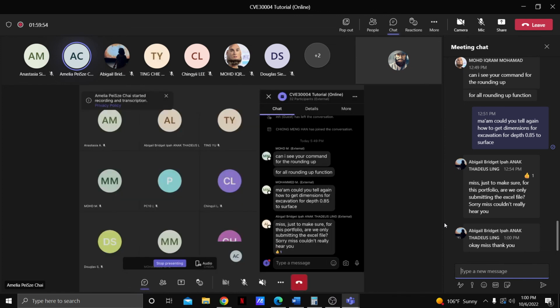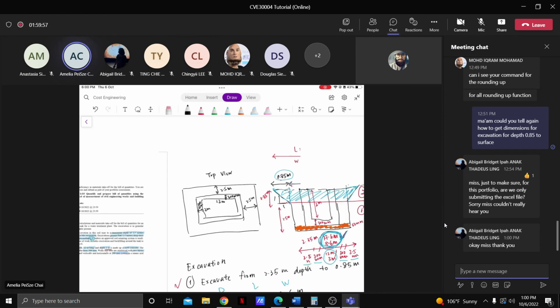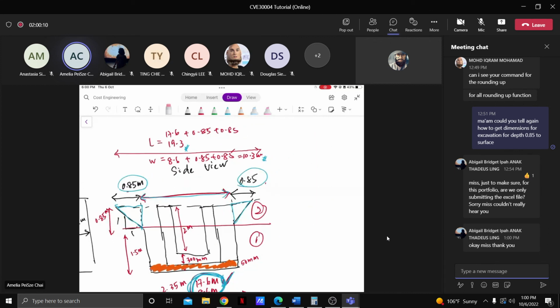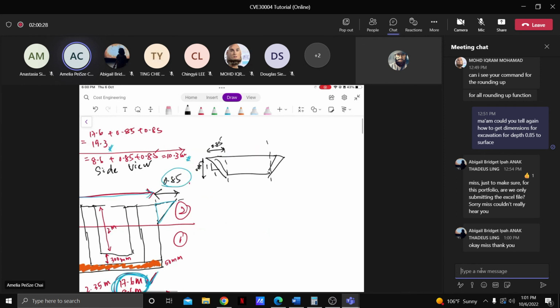Okay, so for the excavation, your problem here is this section, right? For this part, you use a trapezium to calculate. You know that the slope is 1 to 1, and the height is 0.85, so here is also 0.85, and this is also 0.85. The length you already took just now is 17.6, correct? And the width is 0.6.